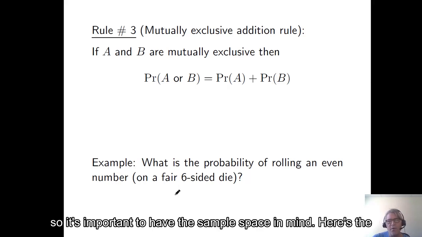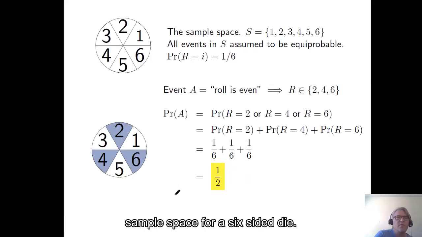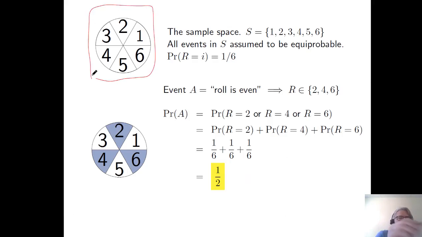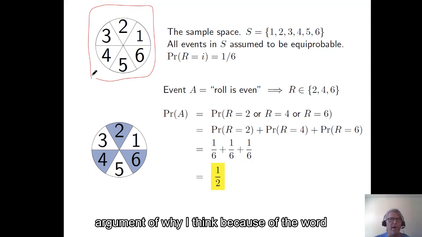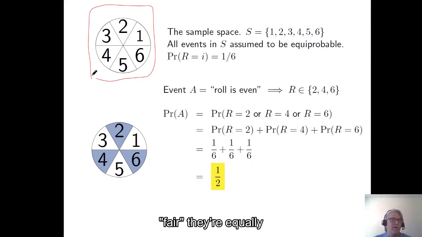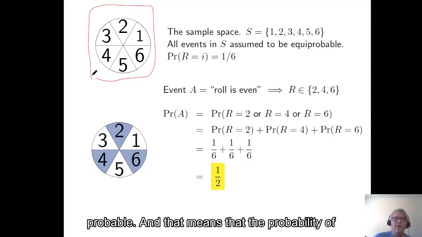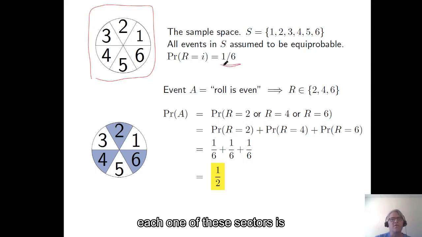So it's important to have the sample space in mind. Here's the sample space for a 6-sided die. It's all 6 numbers. We just went through the argument of why, because of the word fair, they're equally probable, and that means that the probability of each one of these sectors is 1/6.